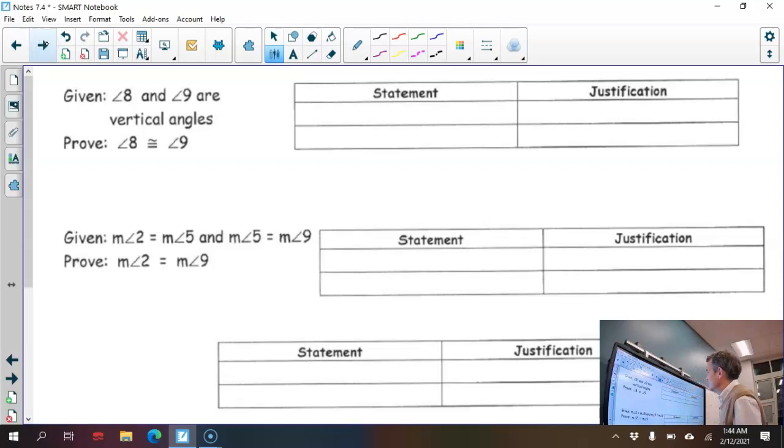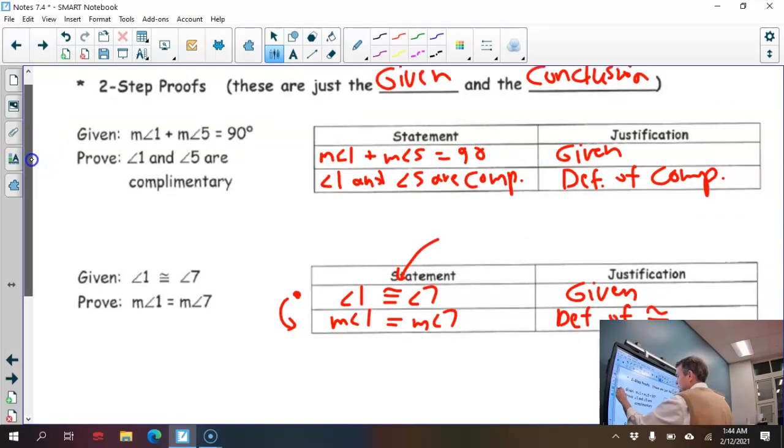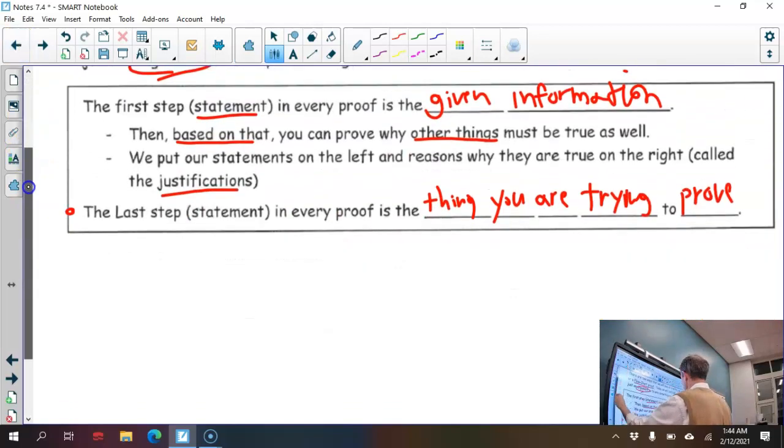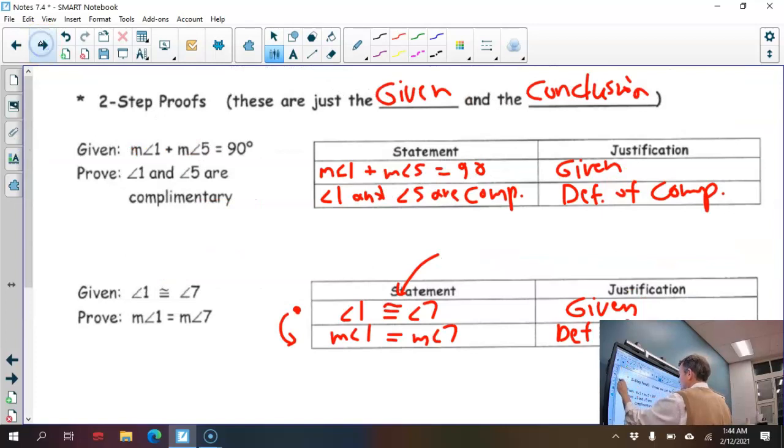All right, example 3. Wait a minute, I think I missed one. No, I didn't. Did I miss one on the last page? No, don't know what I'm doing here.